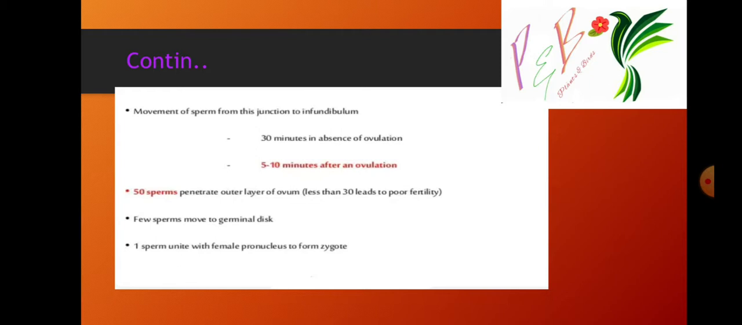But in the presence of ovulation, it takes only 5 to 10 minutes after ovulation. 50 sperms penetrate the outer layer of the ova. Fewer than 30 leads to poor fertility. Few sperms move to the germinal disc. We will discuss what the germinal disc is in detail. First, one sperm unites with the female pronucleus to form the zygote.